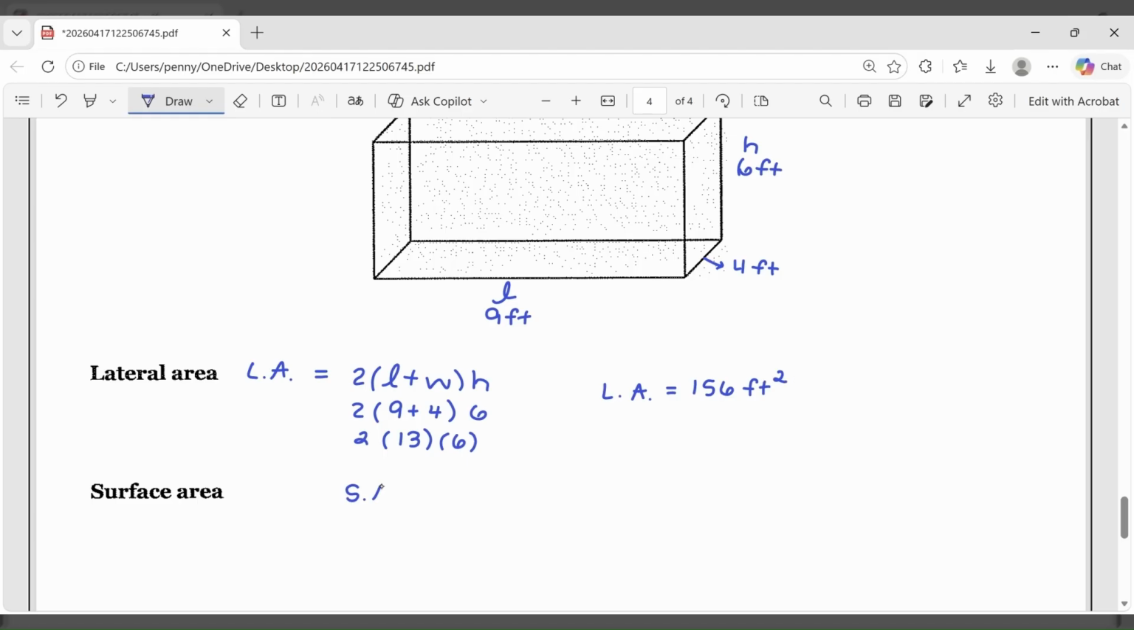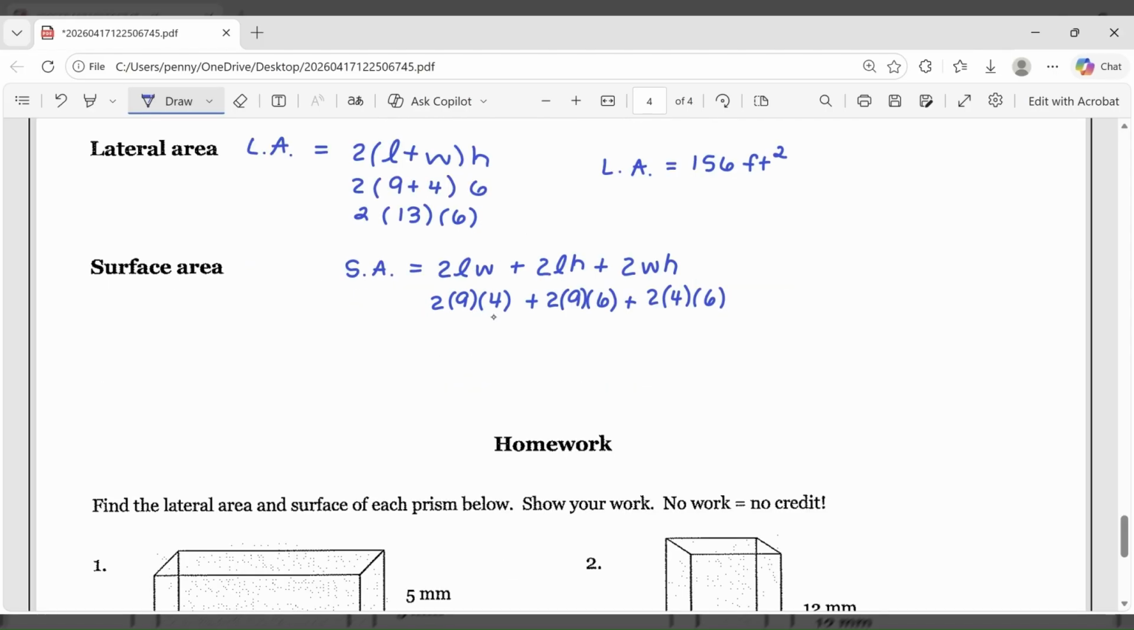Right, surface area, same formula as the previous examples, 2LW plus 2LH plus 2WH. All right, so length is 9, width is 4. 2LH becomes 2 times 9 for the length times 6 for the height. And then 2 times width times height becomes 2 times 4 for the width times 6 for the height. And now we're ready to simplify that down.